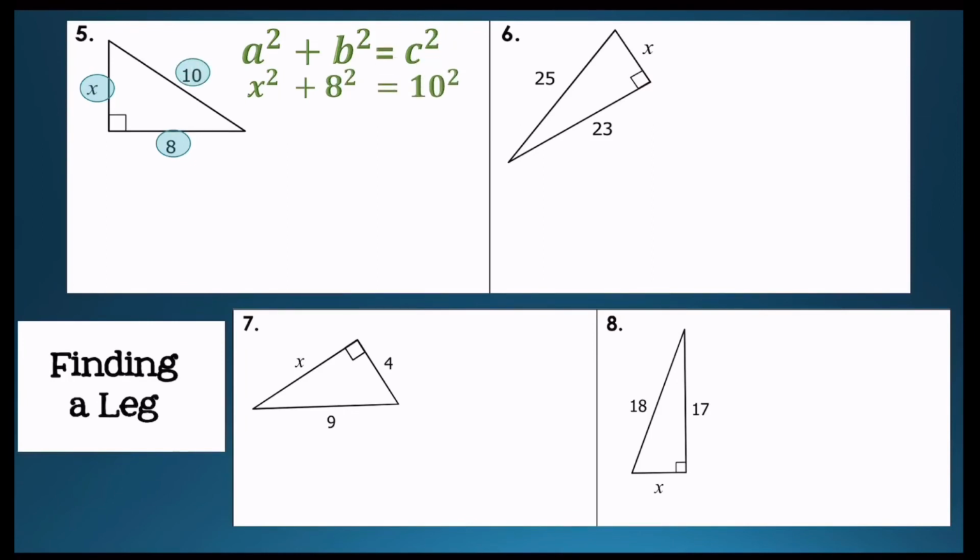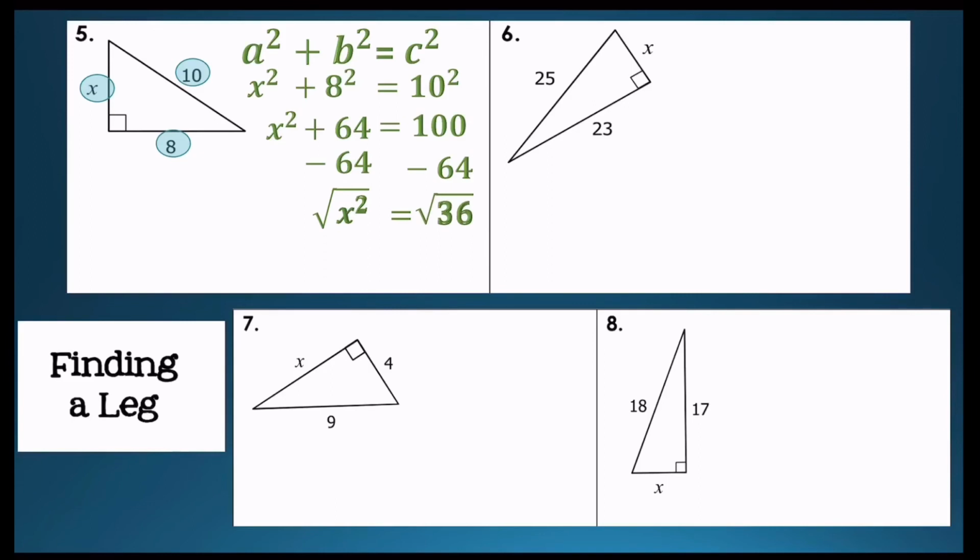So you go through. X squared, now I do 8 squared. 8 times 8 is 64, and 10 times 10 is 100. Now this is a two-step equation, really. I subtract 64 from both sides. So I have x squared equals 36. To undo a square, I take the square root. And I'm going to take the square root of 36. So this is what your work should look like right now, okay?